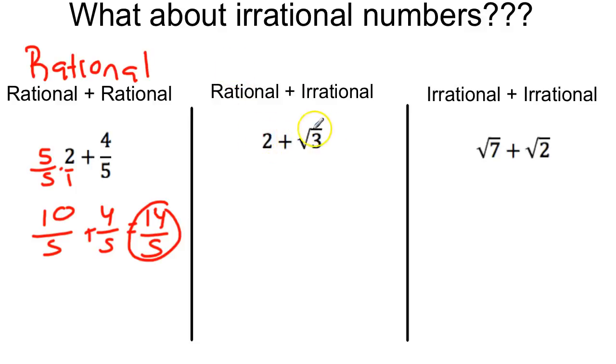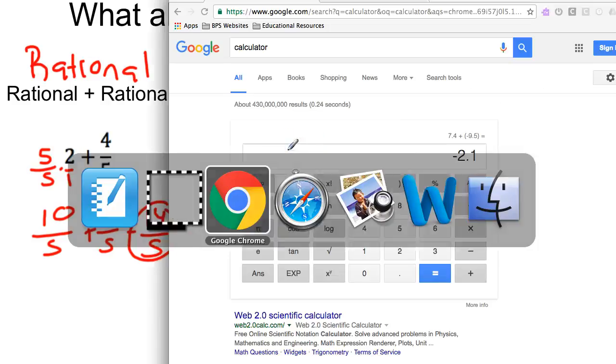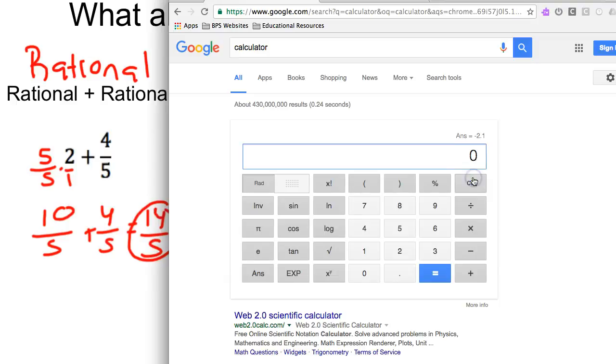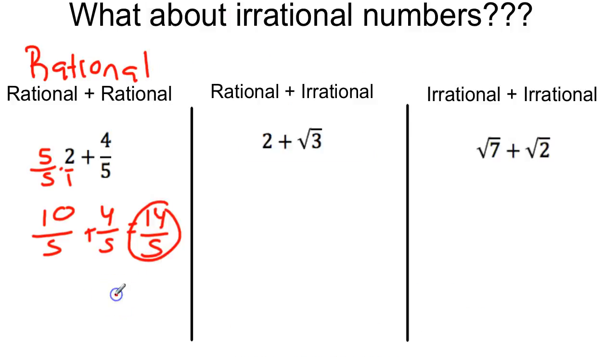Over here, we have a rational plus an irrational. 2 is the rational, square root of 3 is the irrational number. All I can really do is put it in a calculator and see what I get. So if I do 2 plus the square root of 3, this number does not repeat, so it is an irrational number. So no matter what you do, if you do a rational plus an irrational, your answer will be irrational.